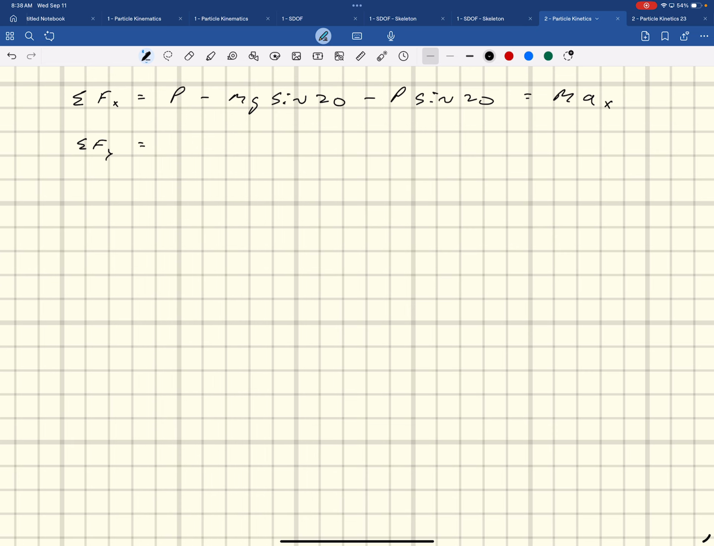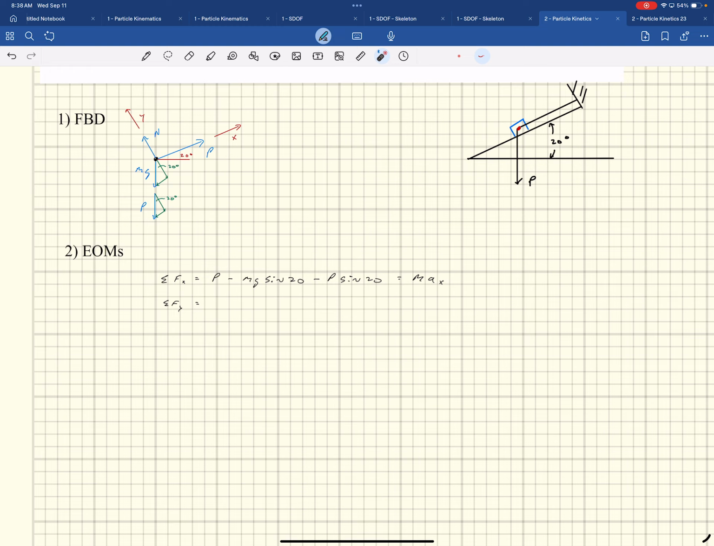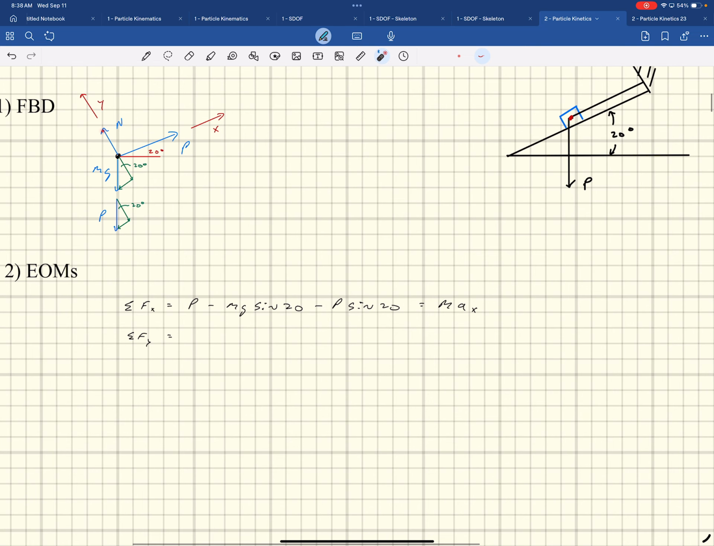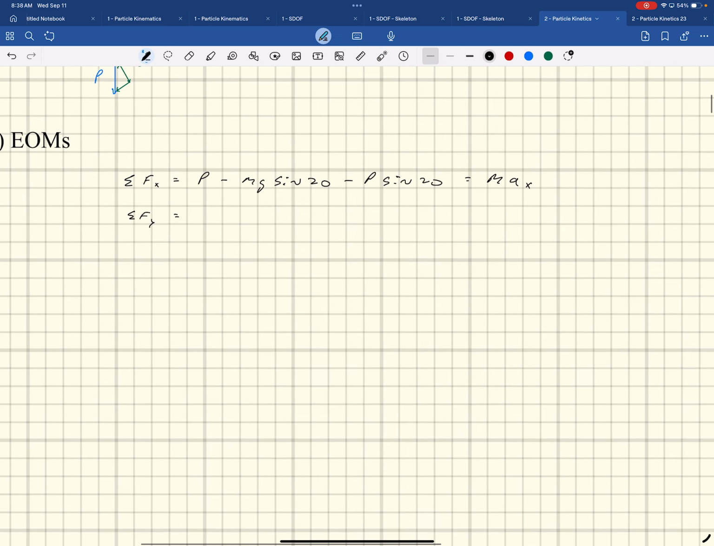All right, sum of the forces in the y. Now what I do is I come up and I look to see what's acting in the y direction. Well, I got a positive N right here. I've got this component of mass times gravity, and I got this component of P. So it's just those 3 forces right there. Don't think of this inertial force as being a force. I just literally look at my free body diagram and I write those things down. The P and the mg are going to be acting in the negative y direction, and then the N is acting in the positive y direction. So I just come down and write those out.